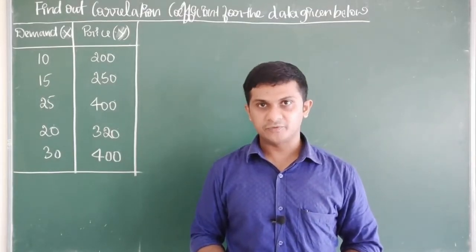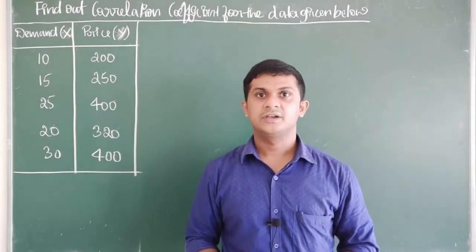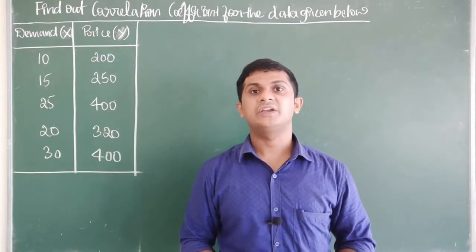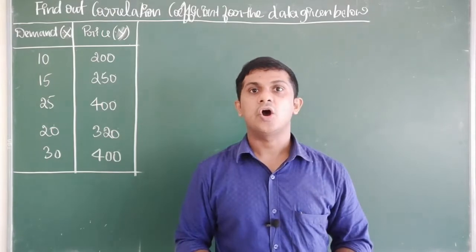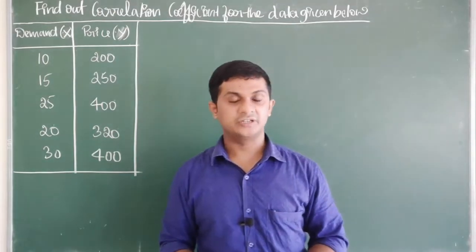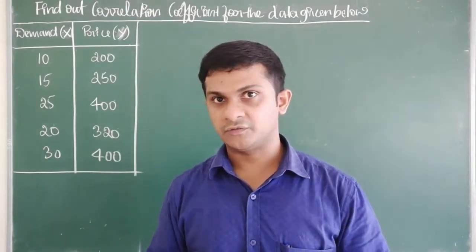So today we will be working out a problem using Karl Pearson's correlation coefficient. Karl Pearson's product moment method is used when variables have a linear relationship between themselves, or whenever the two variables are normally distributed. In this situation, we use Karl Pearson's correlation coefficient.